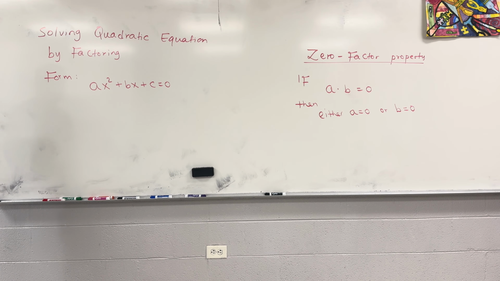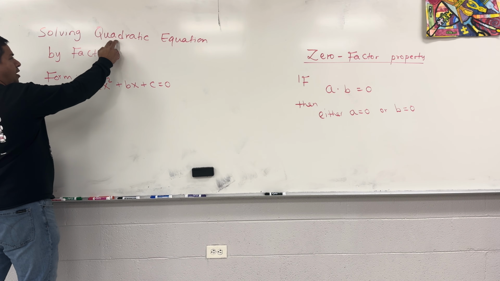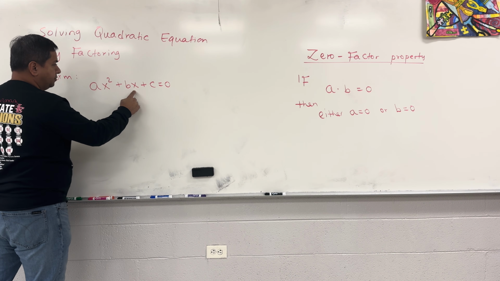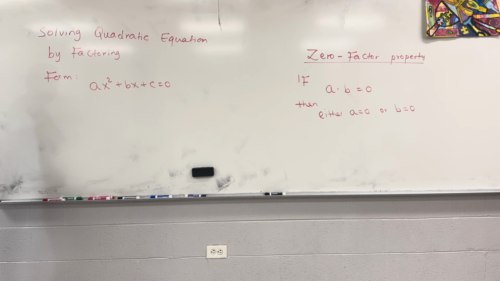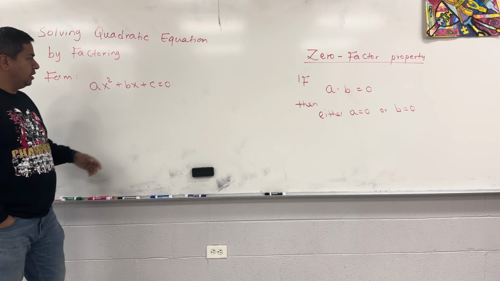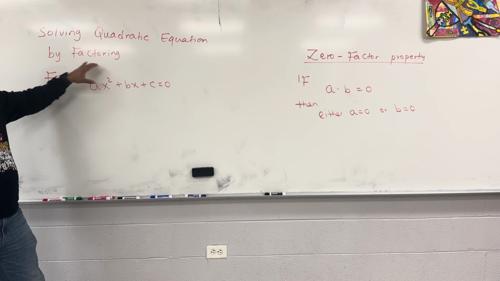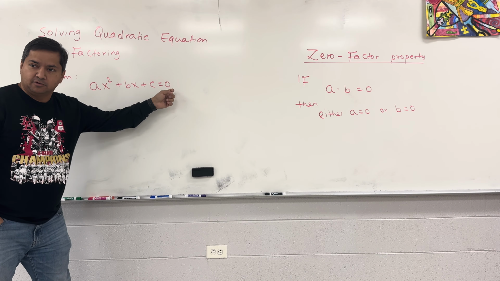but that's for the future. So the general form of your quadratic equation is ax squared plus bx plus c equals 0. All right. So every time we're solving a quadratic equation by factoring, we need to make sure that our equation is set to 0. Are we good?